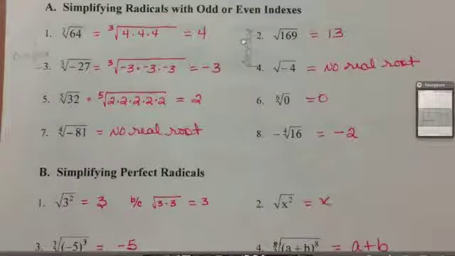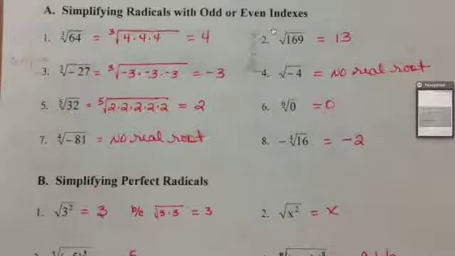For this one, the index is not shown, so it is a 2. We take 169 and break that down into its factors. That's 13 times 13. And the square root of 169 is 13.